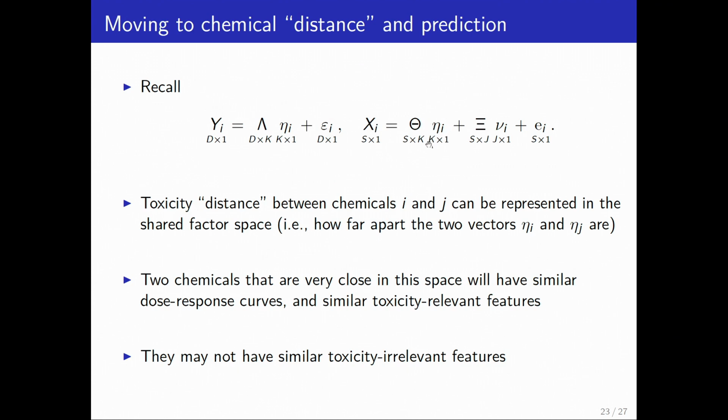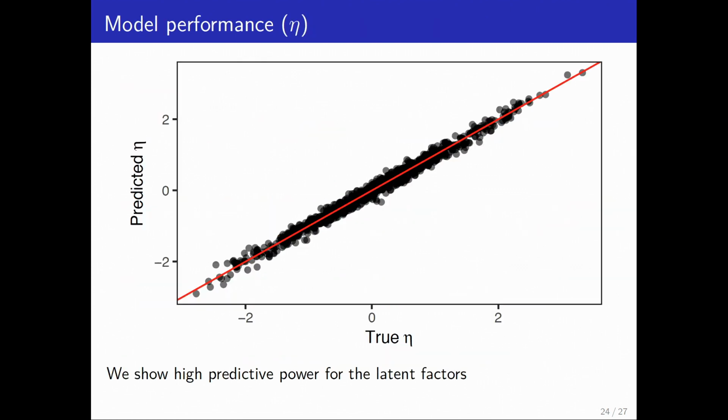And that should give us a better estimate of distance that is only relevant to toxicity in feature space. And it won't account for the extra variation in features that aren't actually relevant to toxicity. So here's a quick view of how the model does in estimating eta. The true eta is shown on the x-axis and predicted is shown on the y. As we'd hope, we're clustering about this x equals y line, which is to say we're doing a good job of predicting.